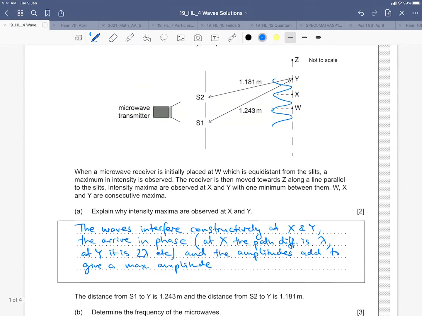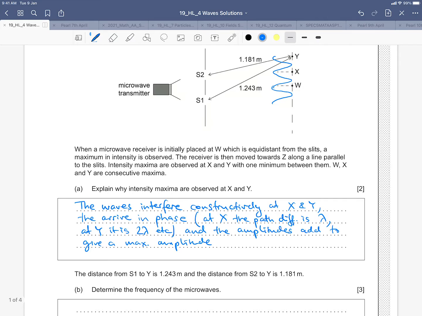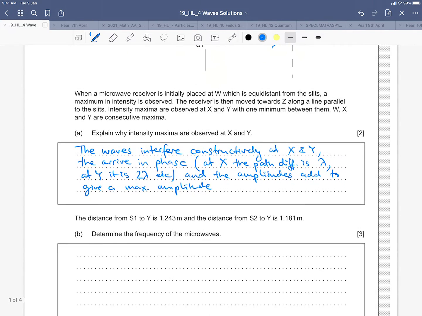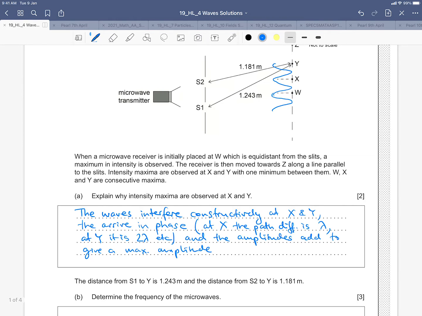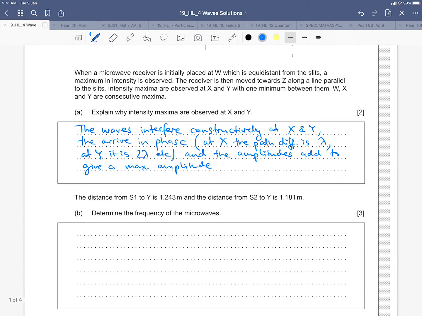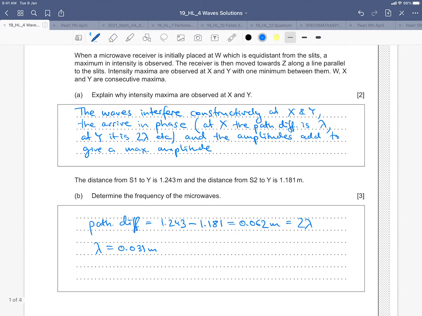Then we are given the distance from slit 1 to Y, and the distance from slit 2 to Y. We're given the two distances, so we can easily work out the path difference. And we know Y is where we have a path difference that is equal to 2 wavelengths. So path difference equals 2 lambda. We subtract those two, 1.243 minus 1.181, 0.062 meters, and that is 2 lambda. So the lambda we get is 0.031 meters, and we then need to find the frequency.